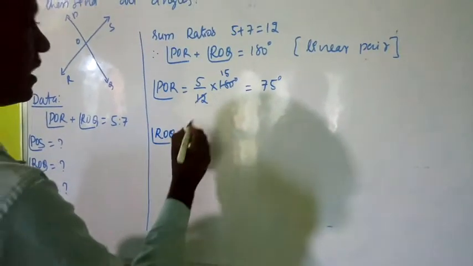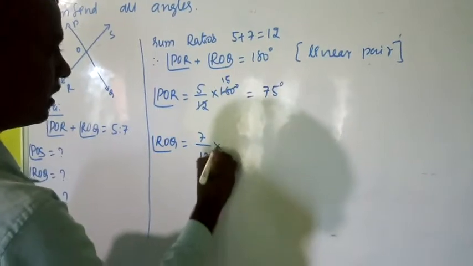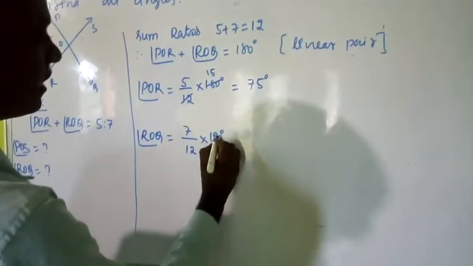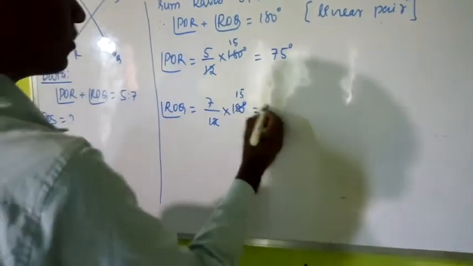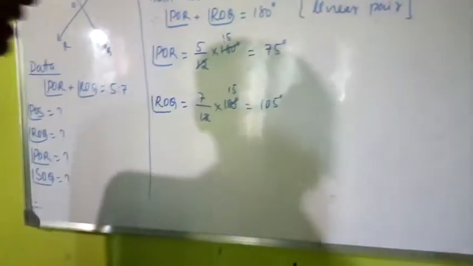Okay. So next, angle ROQ is equal to its ratio, 7, divided by the sum of the ratio, 12, into the sum of the two angles, which is equal to 180 degrees. So that is equal to 12 ones are 12, 15 sevens are 105 degrees. Okay, you got these angles.